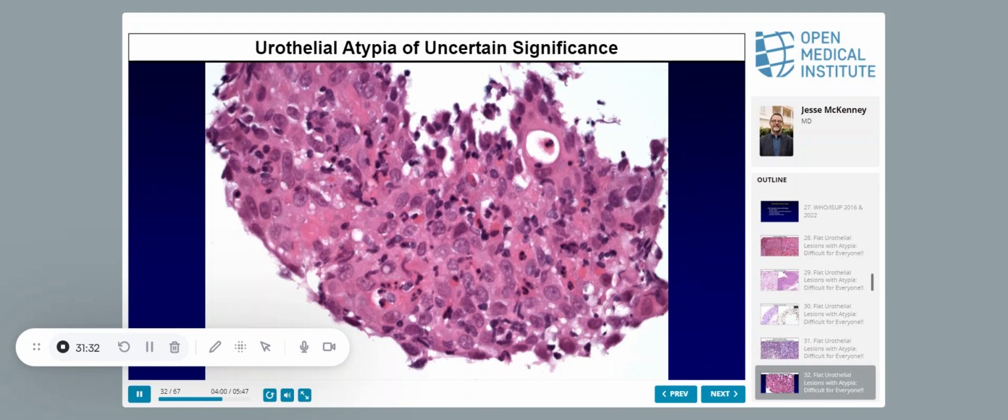P53 is wild type. CK20 is diffuse. What are you going to call it? Okay, I don't like that, but I'll tell you what. The reason we went through this exercise is, if you're going to order the immunostain, you've got to know what you're going to call it when it's positive. If I ordered CK20, it's not going to change what I say, because I'm not going to call this. So I know before I order the stain, I'm not going to call it. Therefore, I don't want to know.